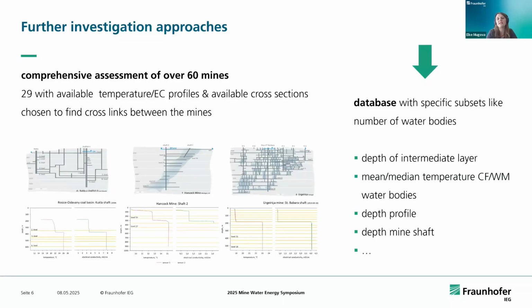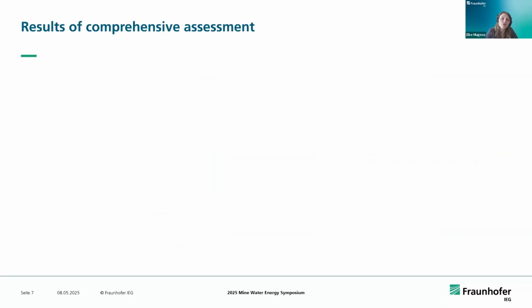So for example, the depth of the intermediate layer. The intermediate layer is the layer that is between the warm mineralized and the cold freshwater body. I had a look at the mean and the median temperature of the cold freshwater body and of the warm mineralized water body, at the depth profile itself, and also at the depth of the mine shaft and many other parameters.